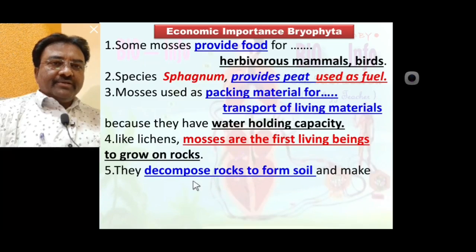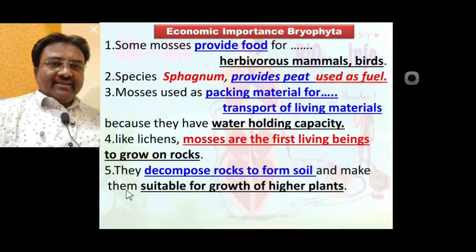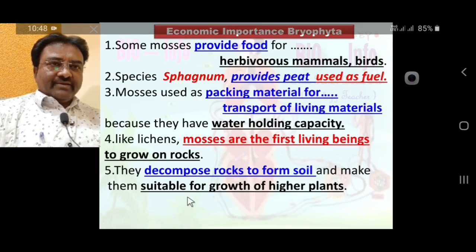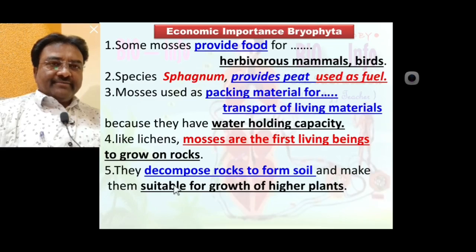Mosses decompose rock and form soil, and make them suitable for growth of higher plants. Such soil is suitable for growth of higher plants. So this is also one of the most important economic characters of Bryophyta. Mosses decompose the rock to form soil and make it suitable for growth of higher plants.